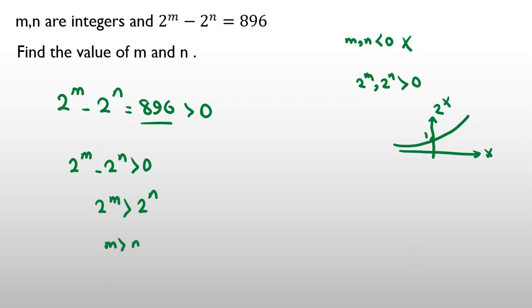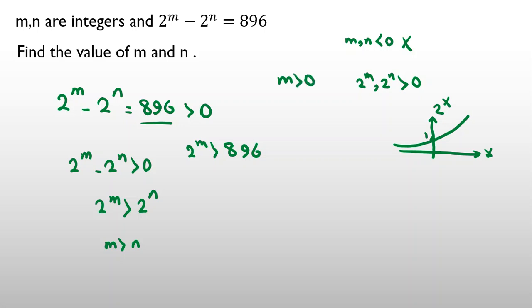Also we can conclude M is greater than... So I can say 2 to the M should be greater than 896, because 2 to the M minus a positive number is 896. So it is greater than 896. So M cannot be negative. Because if M is a negative number, for example, 2 to the negative 1 is 1 half, it will be less than 1. So M has to be positive.